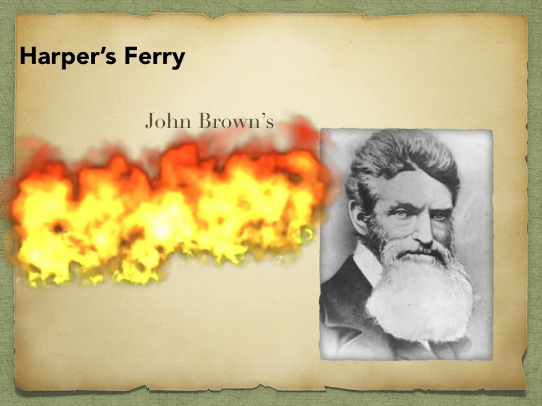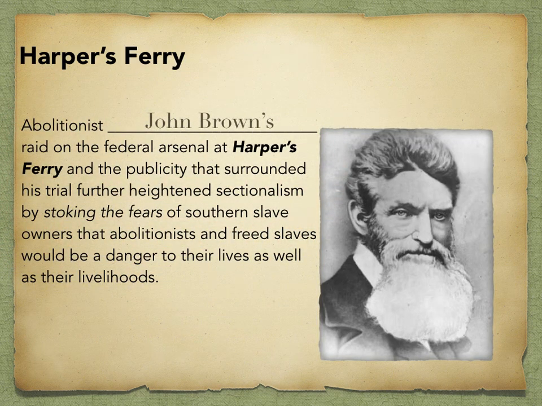So there was a man named John Brown. He was an abolitionist, and he had a raid on the federal arsenal, where they store the weapons, at Harper's Ferry. And the publicity that surrounded the trial further heightened sectionalism by stoking the fears of Southern slave owners that abolitionists and free slaves would be a danger to their lives as well as their livelihoods. So if you want to know a little bit more about John Brown, I suggest you find a video on YouTube about John Brown, or there might be one on iTunes.